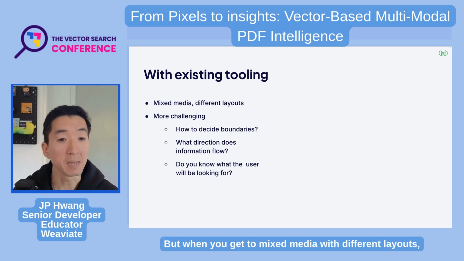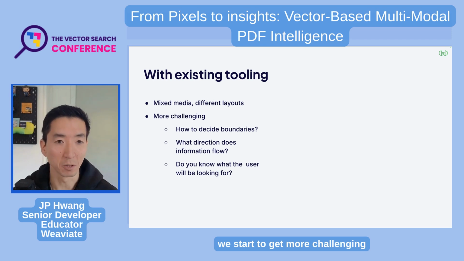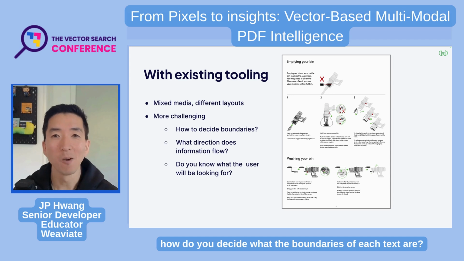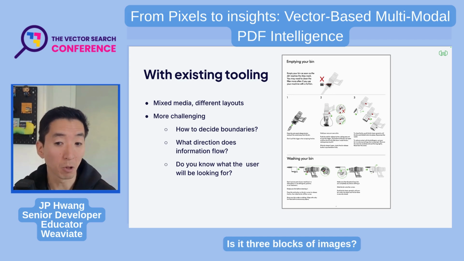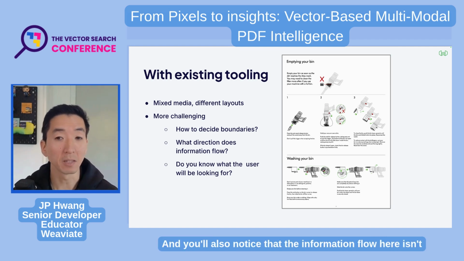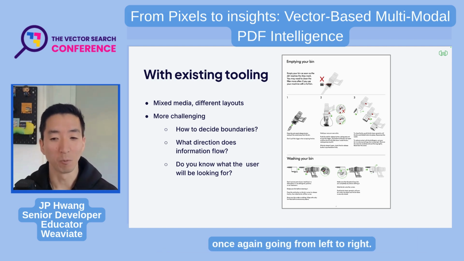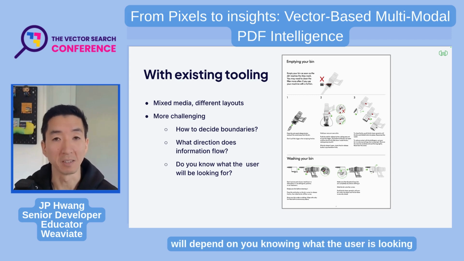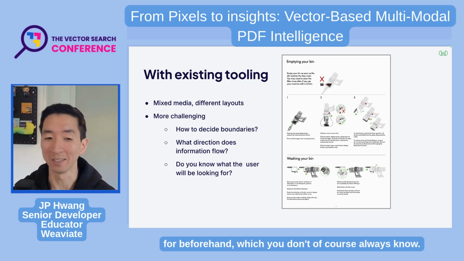But when you get to mixed media with different layouts, we start to get more challenging situations. So as we looked at earlier, when you have images like this, how do you decide what the boundaries of each text are? Is it 3 blocks of images? Is it 6? Is it 5? It's very difficult. And you also notice that the information flow here isn't straightforward either. You actually start from the top, you go through the middle, you go from left to right, and then you go down again, once again going from left to right. So deciding to break up something like this will depend on you knowing what the user is looking for beforehand, which you don't, of course, always know.